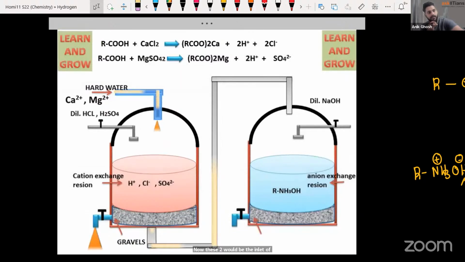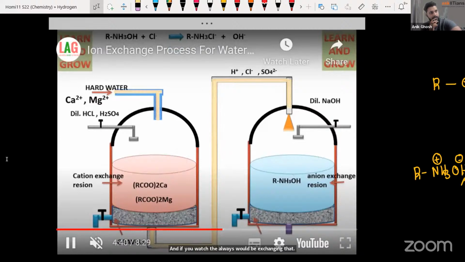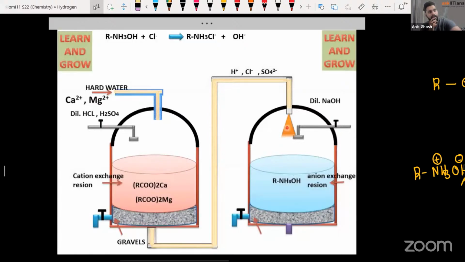As you can see, this is the inlet of anion exchange, right? In there, the SO4 2 minus and the Cl minus would get exchanged by the NH3 OH. The OH would be exchanging that Cl minus and SO4 2 minus. See the reaction now. The Cl minus and SO4 2 minus now form the compound and the OH minus is coming out. Correct?